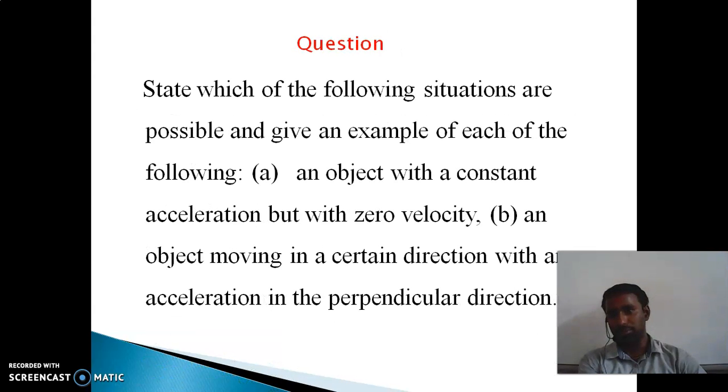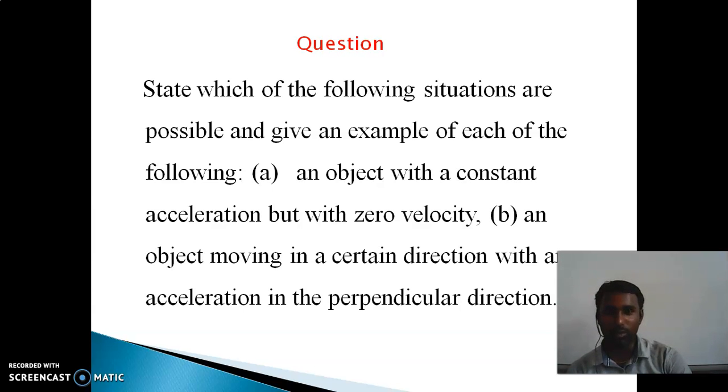In the next question, state which of the following situations are possible and give an example of each. An object with a constant acceleration but with zero velocity. An object moving in a certain direction with an acceleration in a perpendicular direction. These are some questions they gave. This is a descriptive type, where they ask for a description.